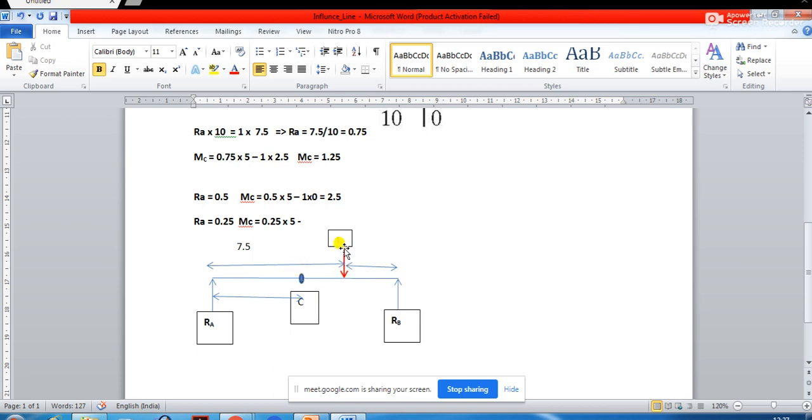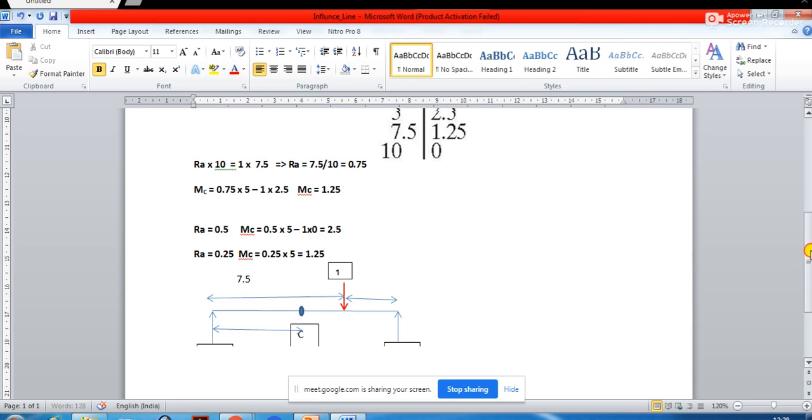Now because of the position of this load, you have found out the reaction. Is there any load acting between point A and point C? No. The load has already crossed point C, so there is no question of this load coming into the picture. So your bending moment in this case will be just 0.25 into 5, that is 1.25. Very simple.